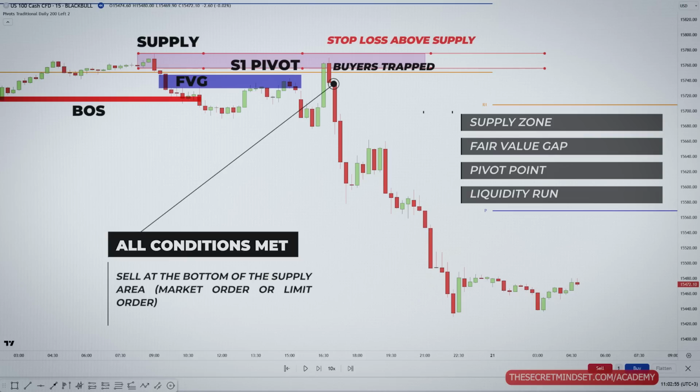You place the stop loss slightly above the area, and you take profits as price nears the next major demand level on its way down, or at the recent low, or at the pivot point.